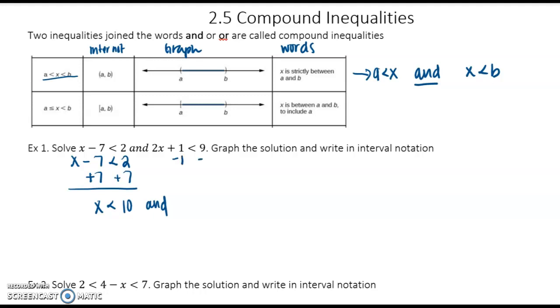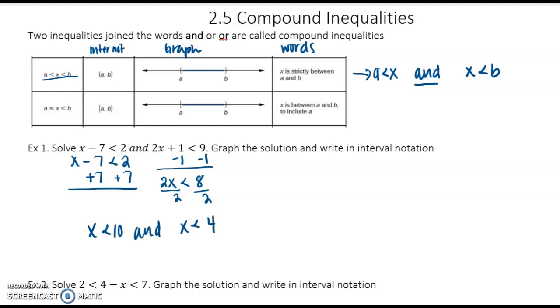So I can subtract 1, and then I get 2x is less than 8. I'm going to have to divide by 2, and I get x is less than 4. Now I'm going to clean this up a little because it's all crammed in there. So x is less than 10, and x is less than 4. All right, and so let's go ahead and graph this.